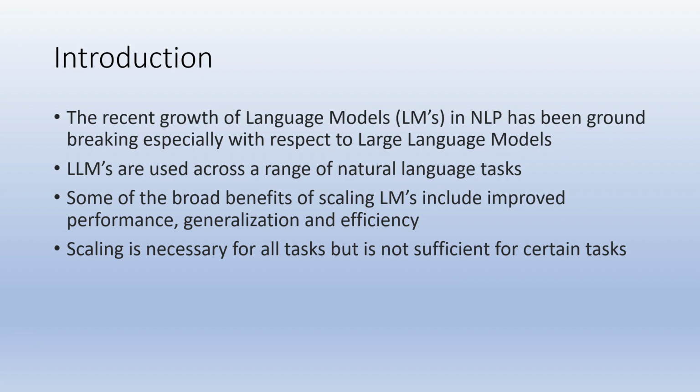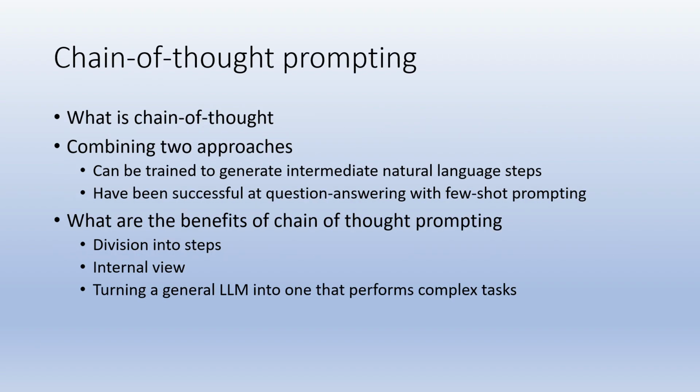But when it comes to certain tasks, such as arithmetic reasoning, common sense reasoning, and symbolic reasoning, we see that while it is necessary to have a large language model, it is not always sufficient. There is something else we need in order to increase the performance of these models, apart from just the scale of the model. And so that brings us to chain of thought prompting. What is chain of thought prompting?